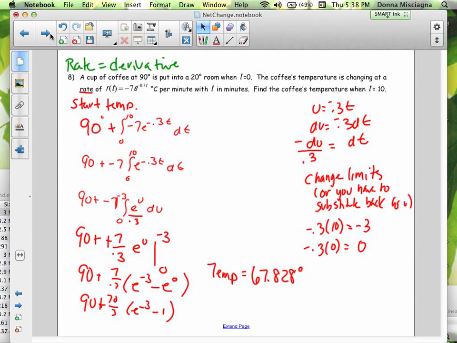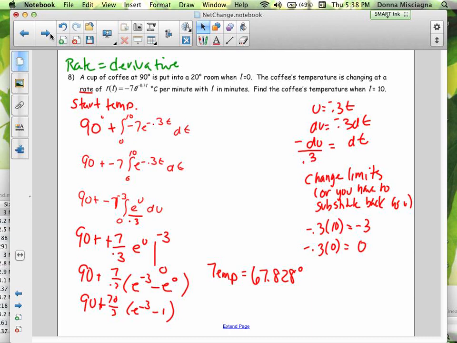Now, if you don't want to have to substitute back, change the limits. That's what I do. To change the limits, you substitute 0 and 10 into negative 0.3t, because that's what u is. In terms of u, negative 0.3 times 0 is 0, and negative 0.3 times 10 is negative 3. So the new limits are from 0 to negative 3. I find that easier than plugging back in. You'll get the same answer, but it's easier.